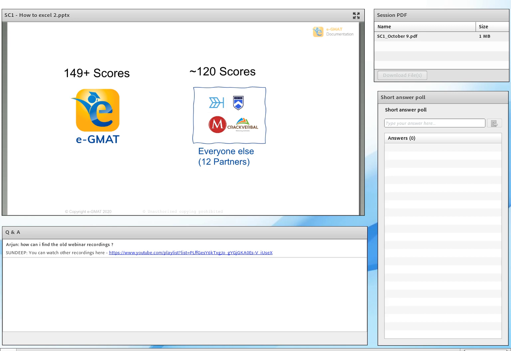than any other partner, or in fact, all the other partners combined. In fact, if you look at the last 2 months or so, which is August and September, again, the delta is even more stark. We've actually reported twice as many 700 scores as pretty much all of these guys combined.